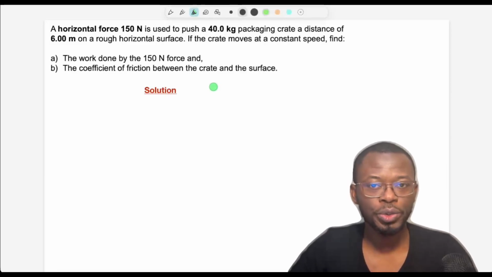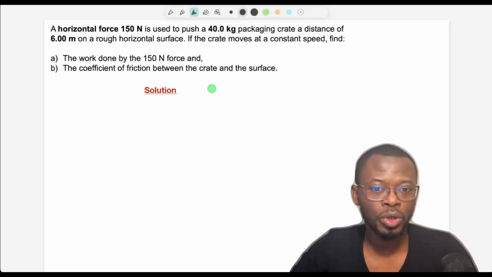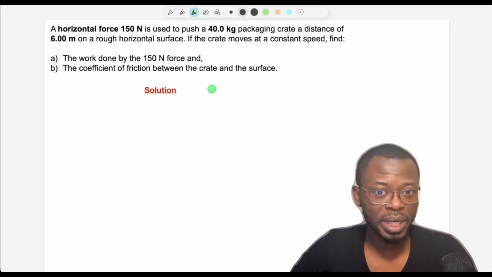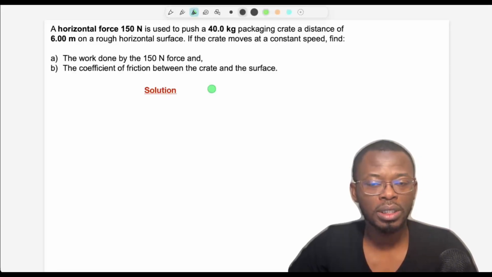In today's video, I'm going to show you how to solve this problem. This is a problem on work, energy and power, but this problem in particular focuses on the calculation of work and also how to use Newton's second law to determine the coefficient of friction between two surfaces. All right, let's look at the problem.